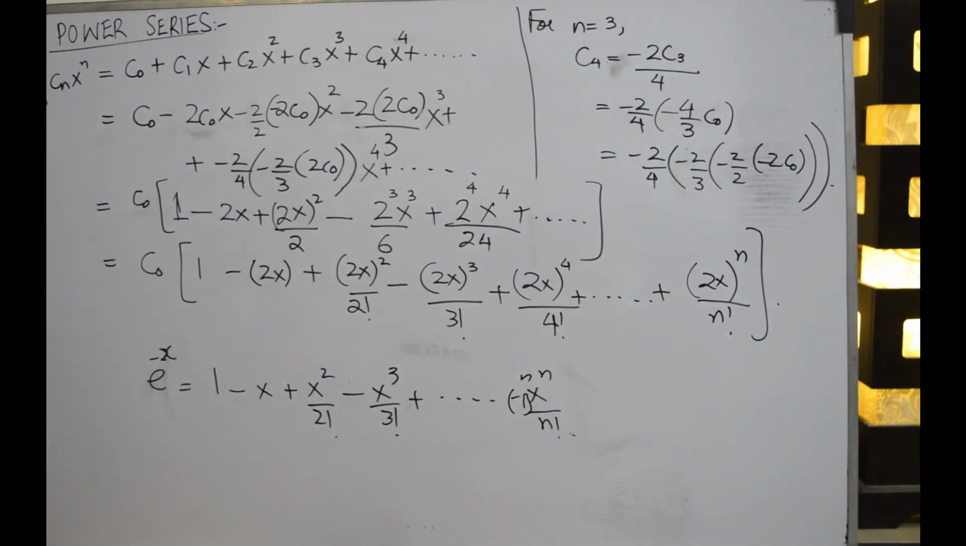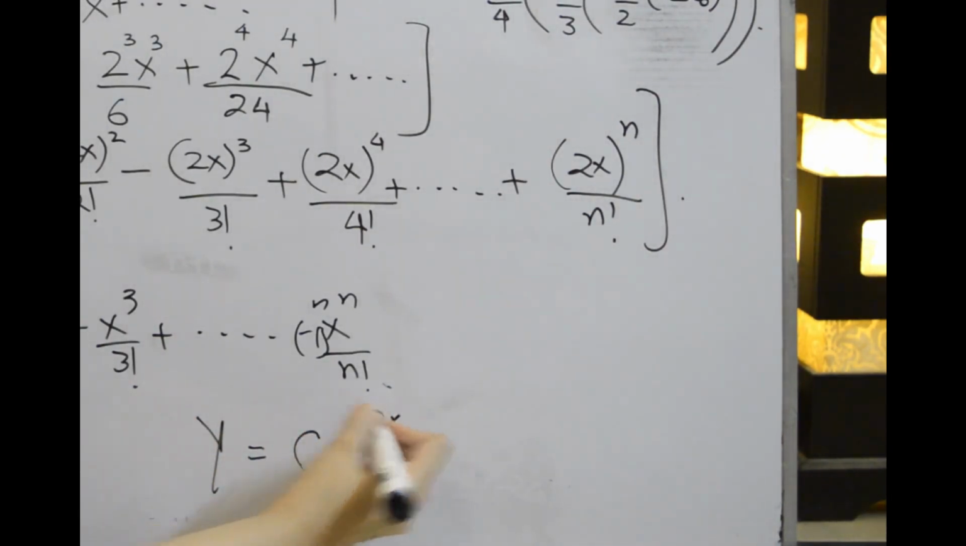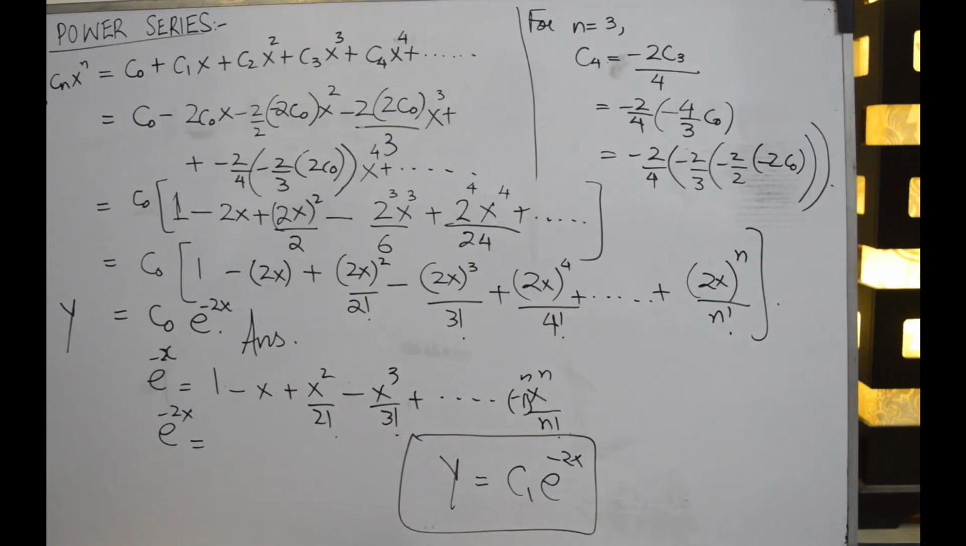And one more thing, if instead of x I replace it with 2x, then it will become minus 2x, and that will be this series. So your answer will be C naught e to the power minus 2x. That is the answer. So by power series, your differential equation has this solution, C naught is a constant, and for the analytical solution you have seen that y is equal to C1 e to the power minus 2x. C1 and C2 are constants, so that means your answers are identical.